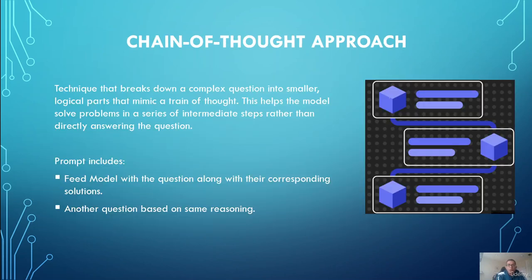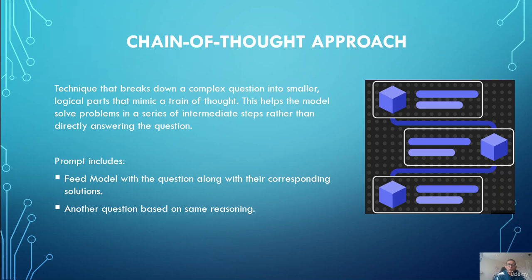Now let's go over another technique which is called the chain of thought approach. It is very similar to breaking a bigger problem into smaller ones. So if you have a very complex problem, for example, a mathematical problem which will require multiple steps, the approach you will take is to break it down into smaller steps, solve each step, and then finally reach the solution.